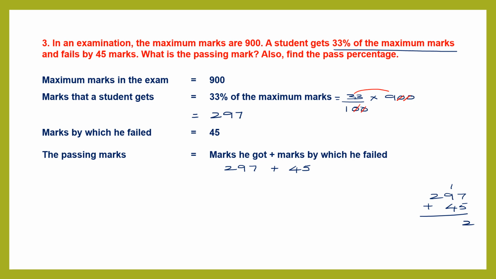9 plus 1 is 10. 10 plus 4 is 14. 2 plus 1 is 3. So 342. So how much did he get? He got 297. But the passing mark is 342. If he had got this, he would have passed.